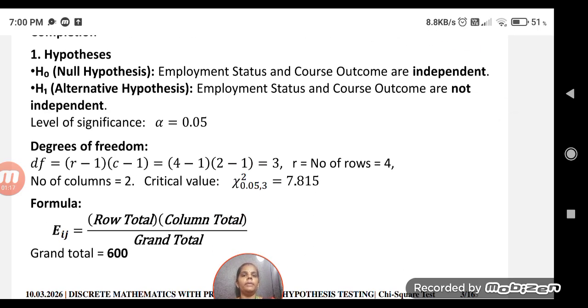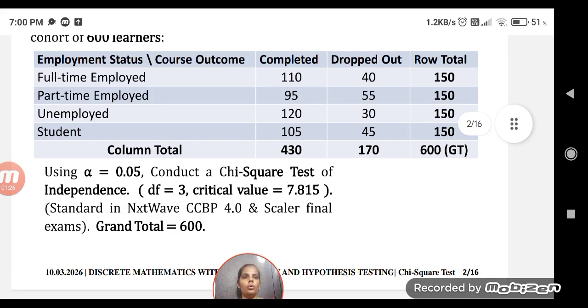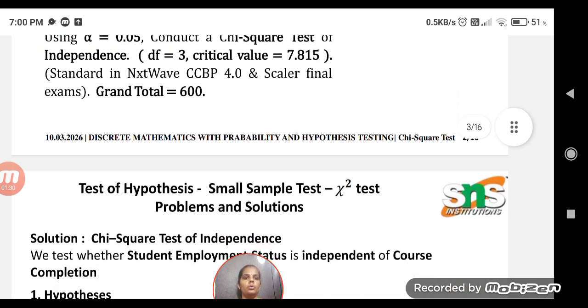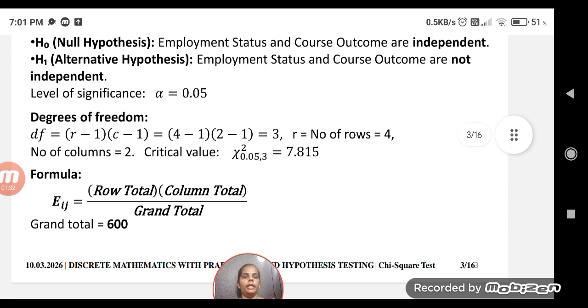The degrees of freedom can be calculated by using the formula (rows minus 1) into (columns minus 1). There are 4 rows in our problem, 1, 2, 3 and 4, and the columns are 1 and 2. So (4 minus 1) into (2 minus 1) is 3. The critical value of chi-square is 7.815.